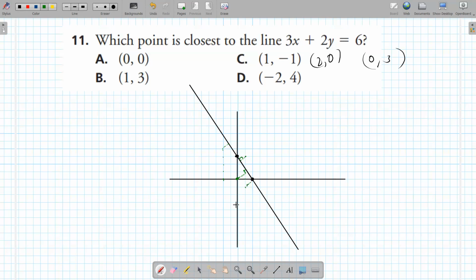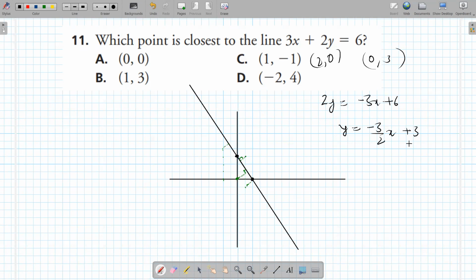Now the question is, how do we find any of those things? This is going to be tricky. This is why multiple choice questions are not the best. I'm going to first rewrite that equation in the form of y equals mx plus b. So 2y equals negative 3x plus 6, and y equals negative 3 over 2 x plus 3.